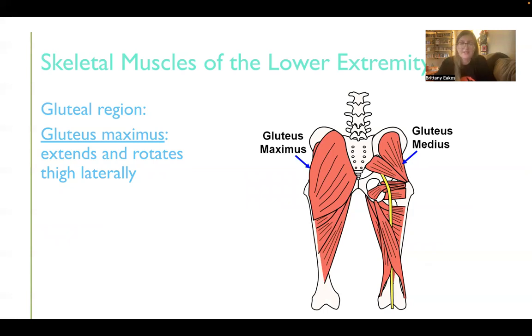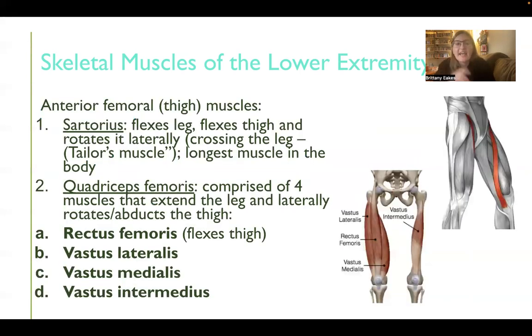Then we have muscles of the lower extremity. We have the gluteal region, which is the gluteus maximus, which will extend and rotate the thigh laterally or to the side. It's a very large muscle. The anterior femoral thigh, so on the front of our thighs, we have the sartorius muscle, which will flex the leg. It flexes the thigh and rotates it laterally. So it's also known as the Taylor's muscle. So this is the muscle that you use when you cross your leg. It's the longest muscle in the body. It's also part of our femoral triangle for embalming. It's one of the borders to look for the femoral artery.